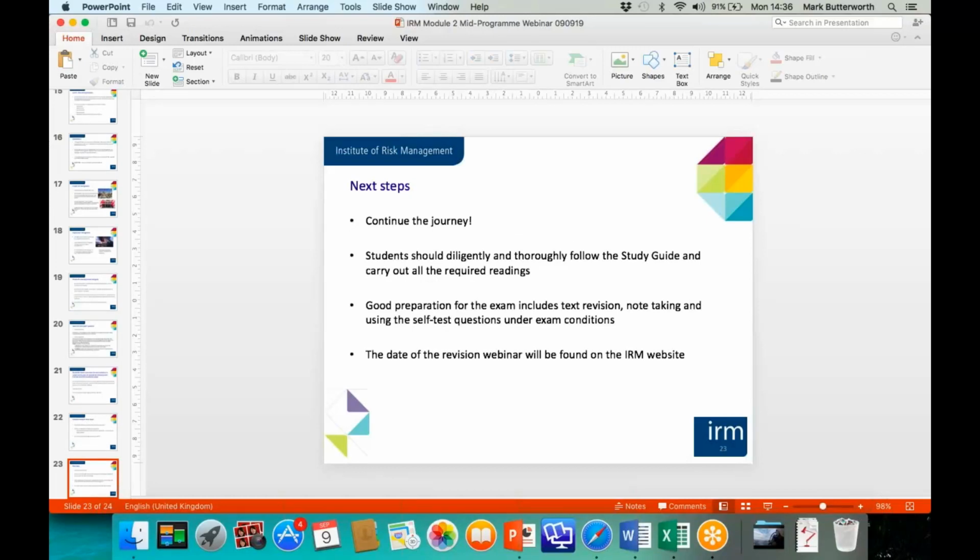And we're about halfway through. I don't know the exact date of the exams, but they're in November and we're in September now, so it's about halfway through. You've really got to be diligently and thoroughly following the study guide and carrying out all the required readings. If you were reading Shakespeare's Romeo and Juliet just for fun from cover to cover, you'd get the story, terrific. But if you were an actor, Romeo or Juliet, going to be acting in a play, you would be reading it with a view to absolutely absorbing it. That's the nature of your studying, I believe, over the next two and a half months. You might undertake text revisions or note taking, using the self-test questions under exam conditions that are available to you. These all help in the absorption, if you will, of your lines or your information in the reading material.